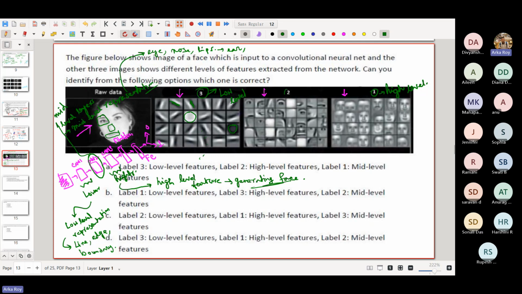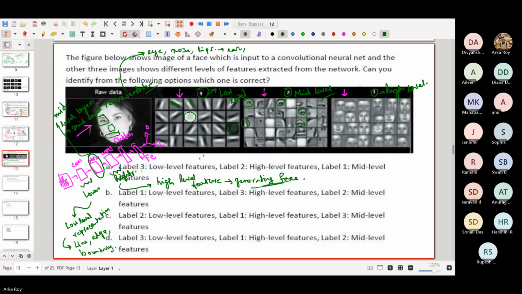And as far as level 2 is concerned, we can see that it is able to extract an eye. Over here you can see a nose, something like that. Over here you can see a lip, again nose, eyes. So this you can refer to as a mid-level feature. So now let's see which of the options is correct.